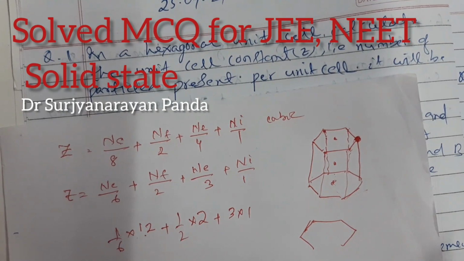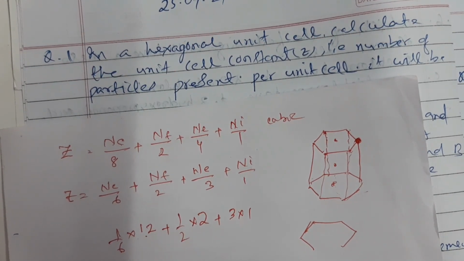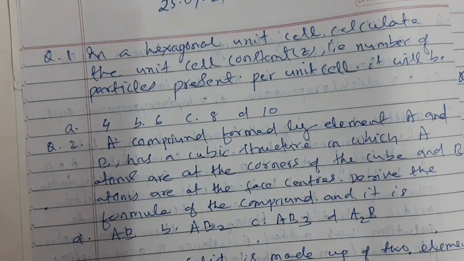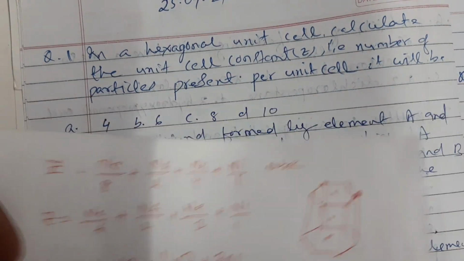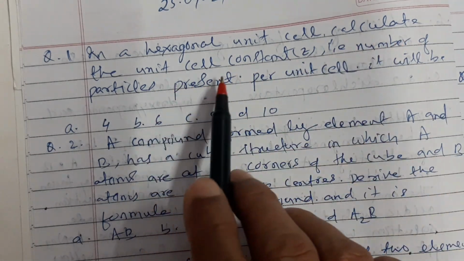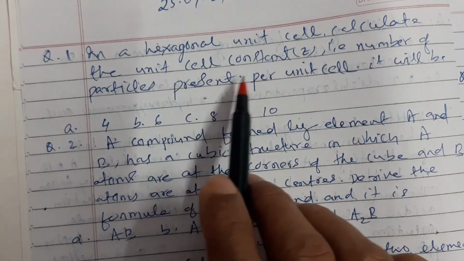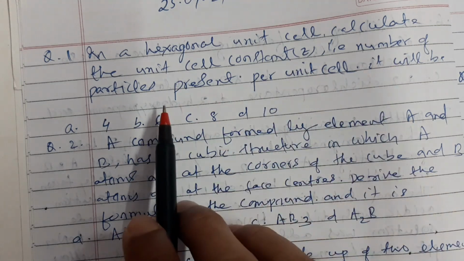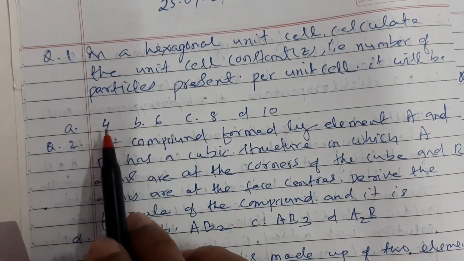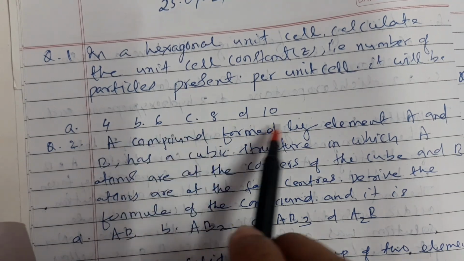Dear students, today I will discuss with you some important MCQs from the chapter Solid. The first question is: in a hexagonal unit cell, calculate the unit cell constant, that is, the number of particles present per unit cell. Choices are 4, 6, 8, 10.